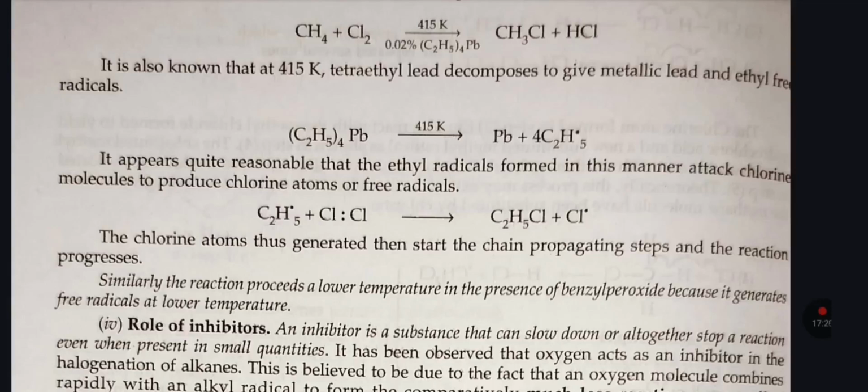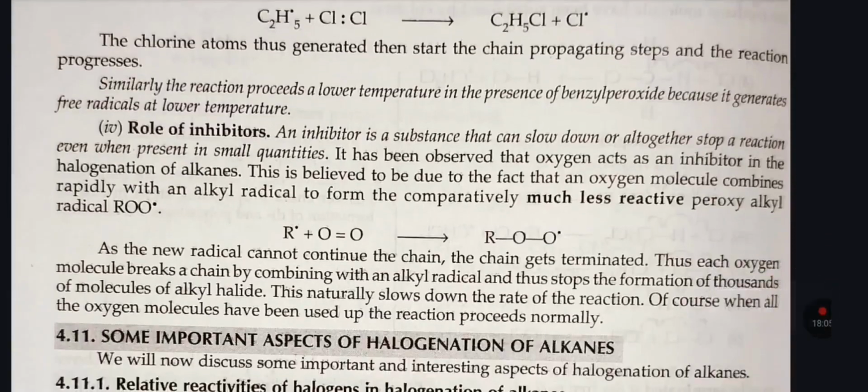It is also known that at 415 Kelvin tetraethyl lead decomposes to give metallic lead and ethyl free radicals. (C2H5)4Pb at 415 Kelvin will give Pb plus 4 C2H5 radicals. It appears quite reasonable that the ethyl radical formed in this manner attacks a chlorine molecule to produce a chlorine atom or free radical. C2H5 plus Cl2 will give C2H5Cl plus Cl. The chlorine atom thus generated then starts the chain propagation step and the reaction progresses. Similarly, the reaction proceeds at low temperature in the presence of benzoyl peroxide because it generates free radicals at low temperature.